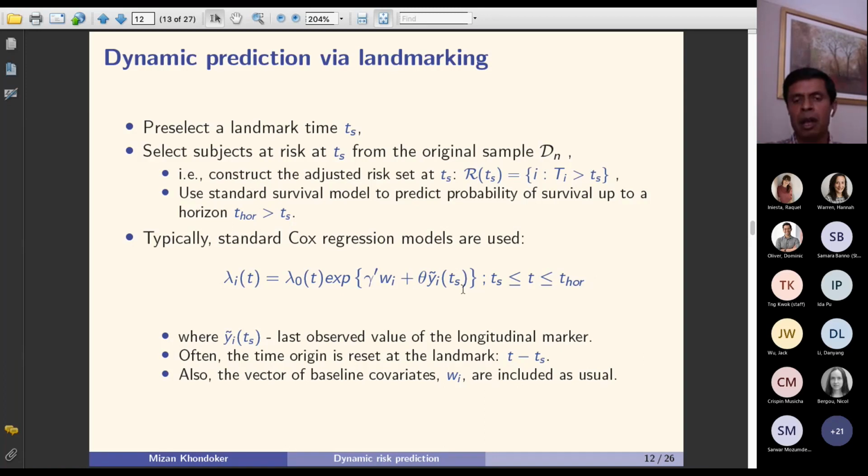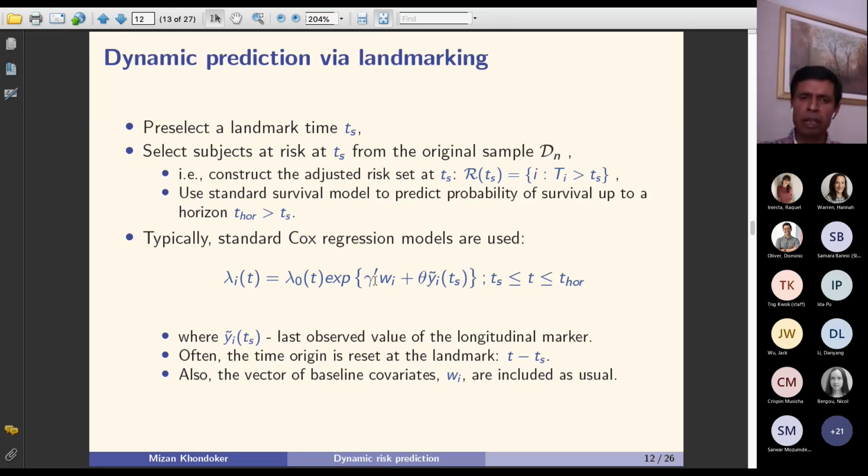You can see that this is very similar to the joint model I mentioned before, but here this is the observed data. This Y tilde will be the last observation carried forward, because the original longitudinal data is not smooth. The joint model has the advantage of predicting this Y_i(t), but for landmarking, you will be using the last observation that you have in the model. Often the time origin is reset to the landmark, t minus t_s, but this is not always necessary. Also, the vector of baseline covariates is included as usual.